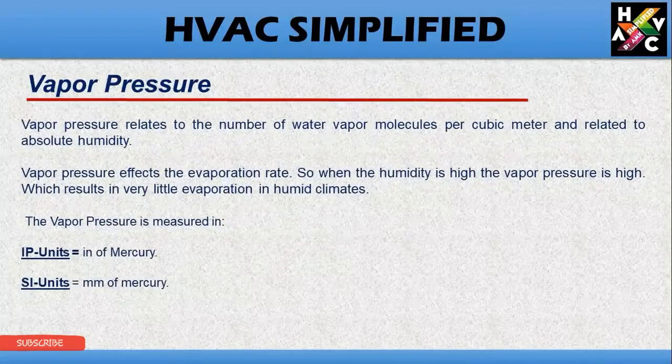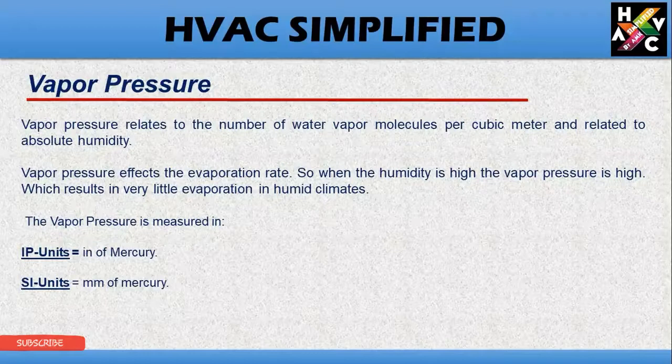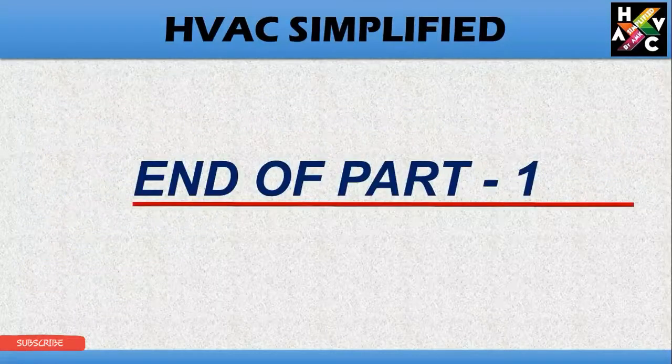Vapor pressure. Vapor pressure relates to the number of water vapor molecules per cubic meter and is related to absolute humidity. Vapor pressure affects the evaporation rates. So when the humidity is high, the vapor pressure is high, which results in very little evaporation in humid climates. Vapor pressure is measured in IP units in inches of mercury, and in SI units in mm of mercury. End of part 1.